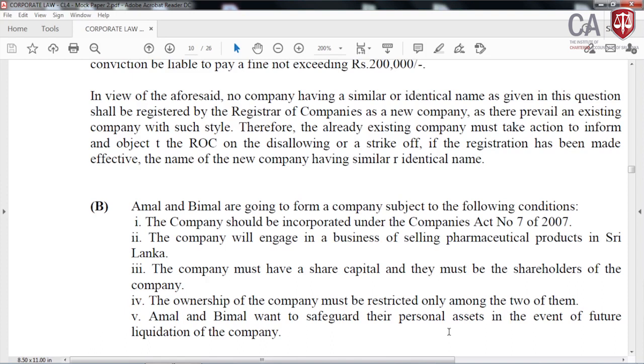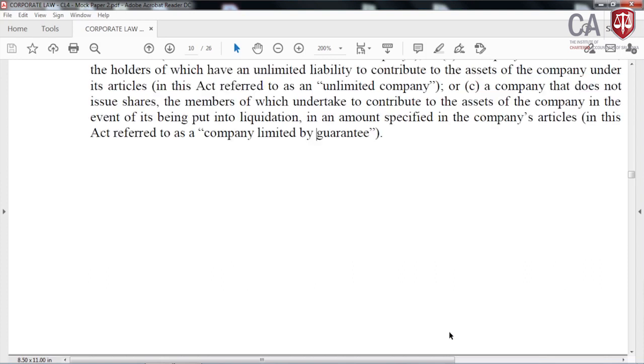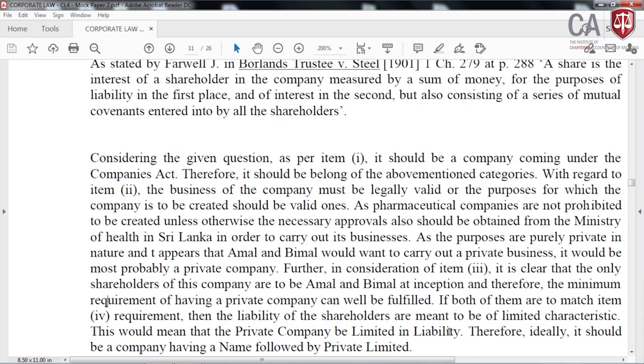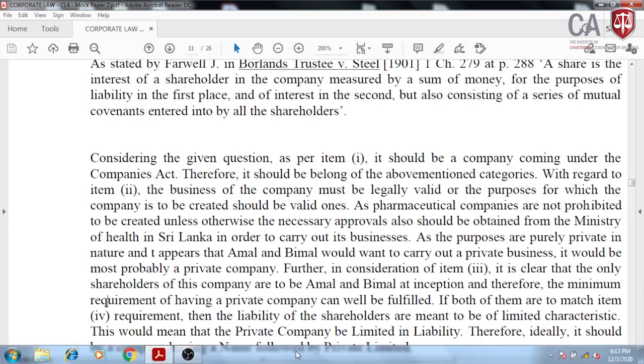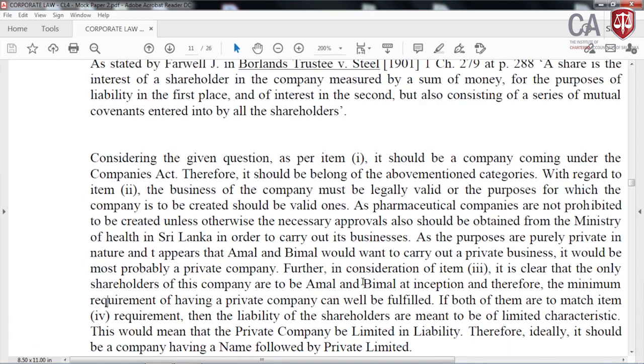So as long as the company is limited by shares of Amal and Bimal, their personal or private property won't come into the liability of the company, as long as there is no act of ultra vires by which the corporate veil would one day be lifted by the court. So therefore, the shareholders are meant to be of limited characteristic. This would mean that a private company be limited in liability.